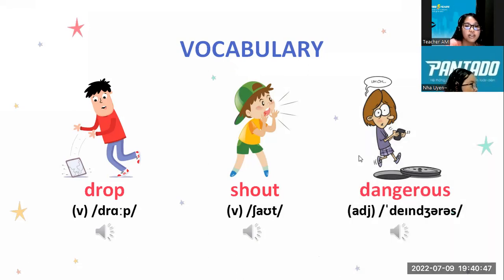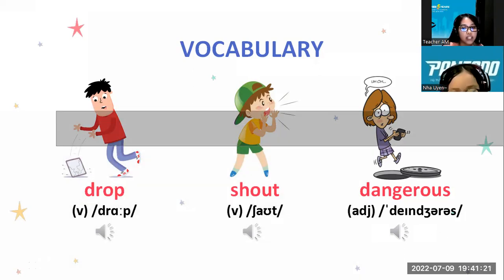Okay. So we have here dangerous. What do you mean by dangerous, Uyen? I don't know. Okay, dangerous means that it is harmful. For example, you get out of your house during night. Then when you are walking in your street, you see a ghost. It's dangerous to get out of the house at night. Yes. So we have here drop, shout, and dangerous.